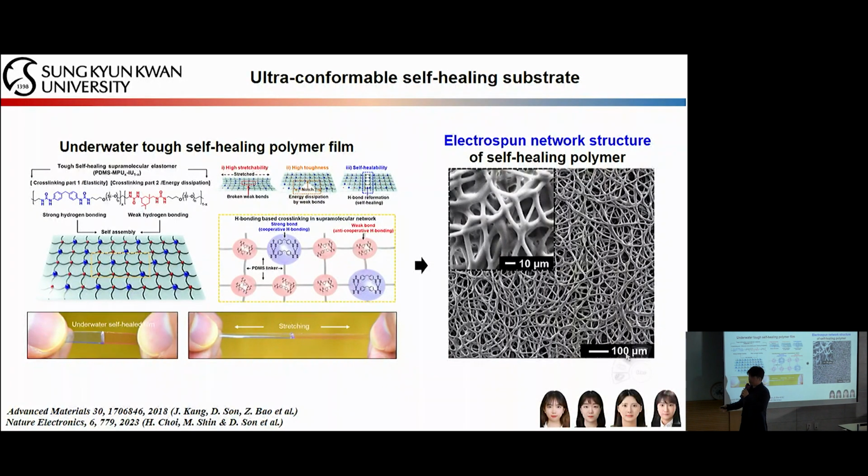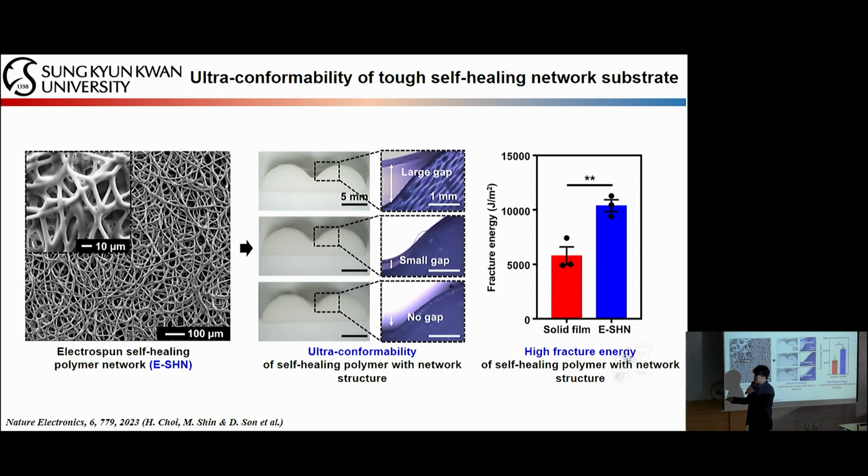So we start with the preparation of the self-healing polymer, and to realize the ultra-conformability, we use the electrospinning process to make a network structure of the self-healing polymer. As expected, compared to the solid film that has undesired voids between them, in our case it shows the ultra-conformability, and it's due to the high surface-to-volume ratio. Its fracture energy was further enhanced than before.